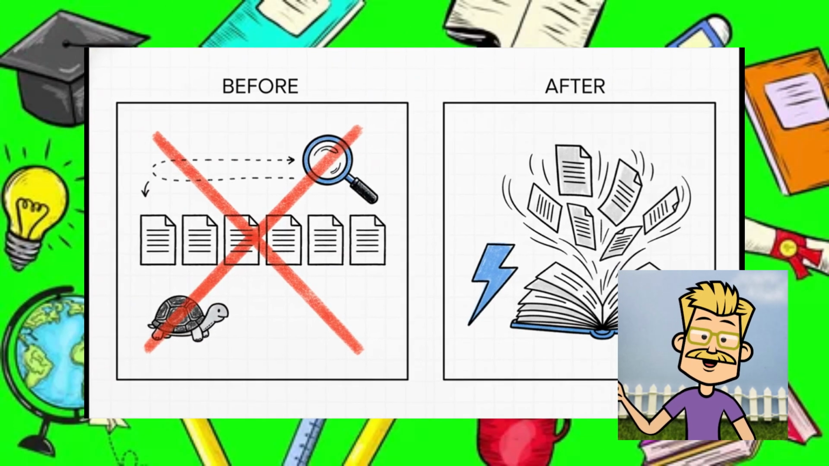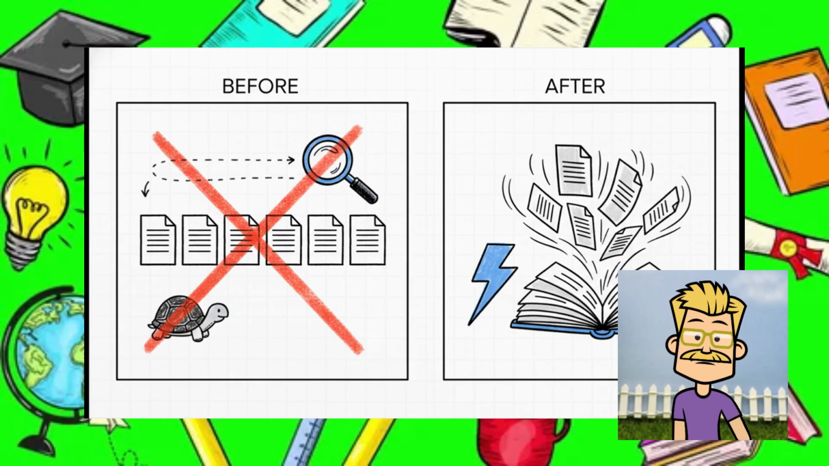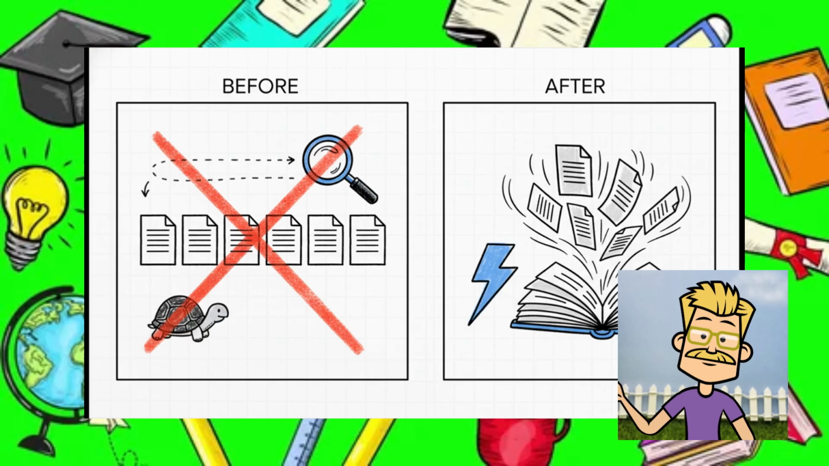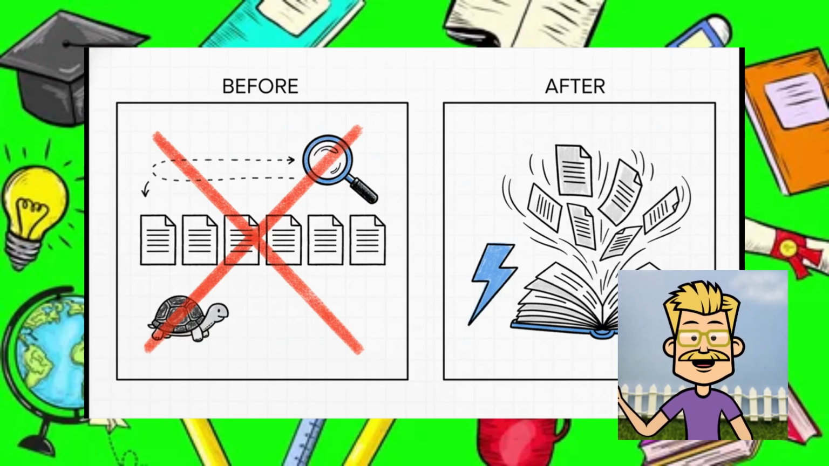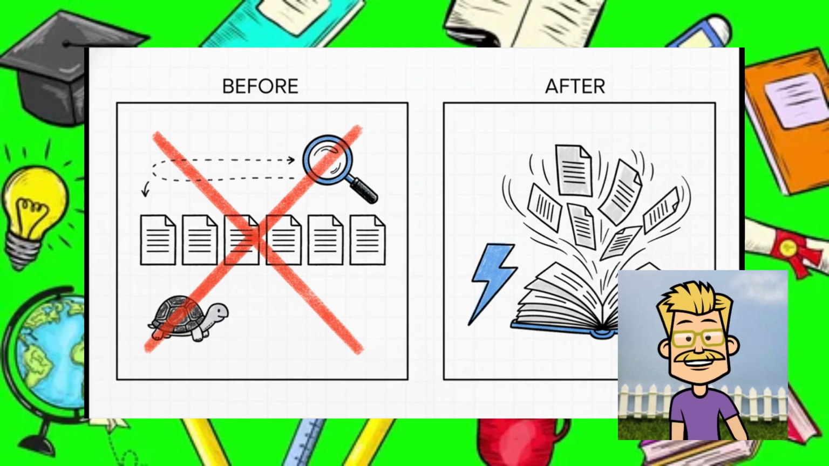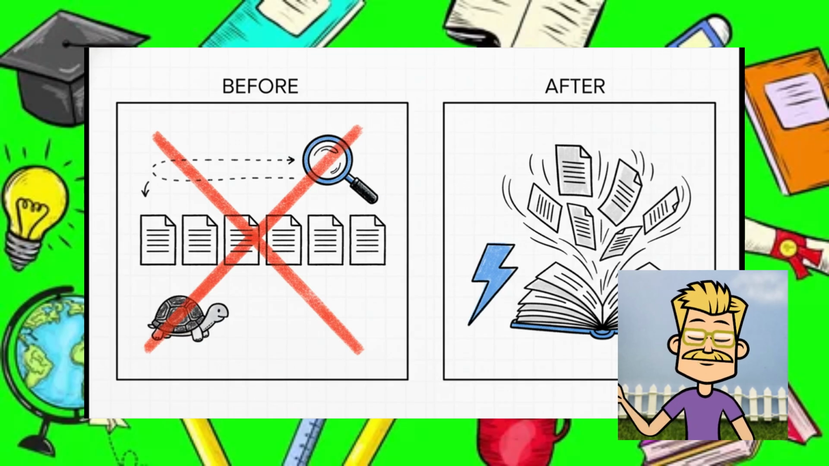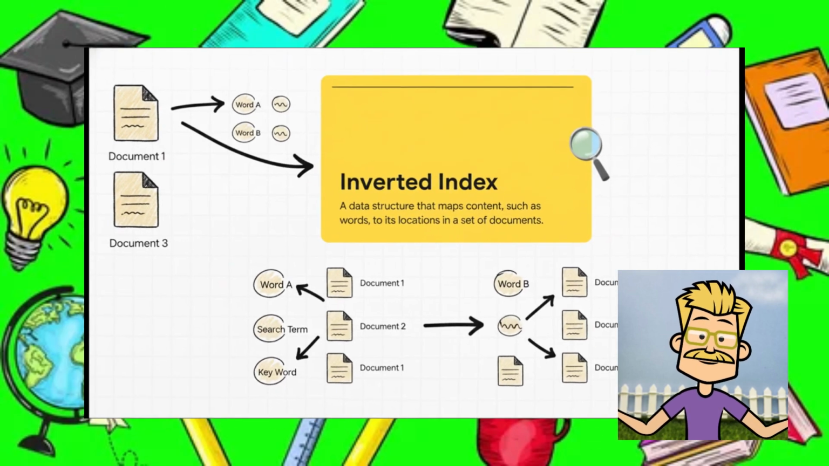You know, typically you'd think about storing data document by document, right? Document 1 has these words, document 2 has those words, and so on. But to find a single word, you'd have to read every single document. That's just way too slow for what we need. So Lucene does something radical. It flips that whole model on its head. And the way it does this is with a data structure called an inverted index.